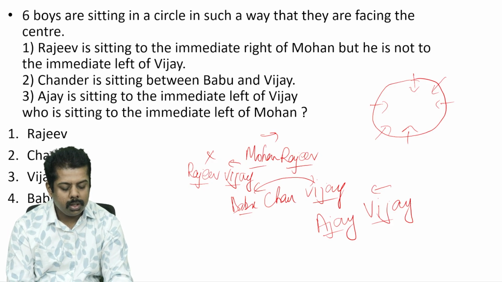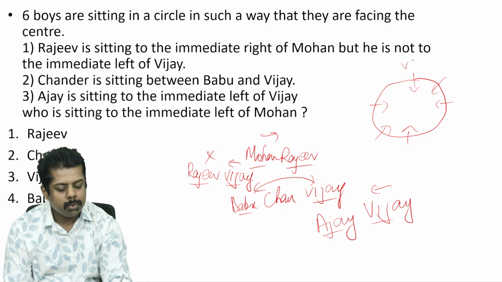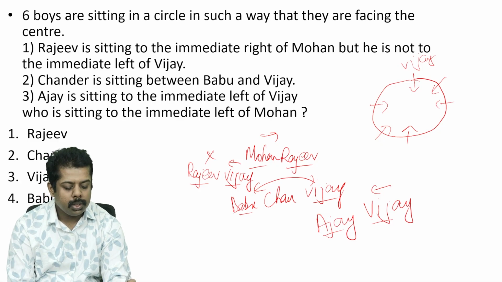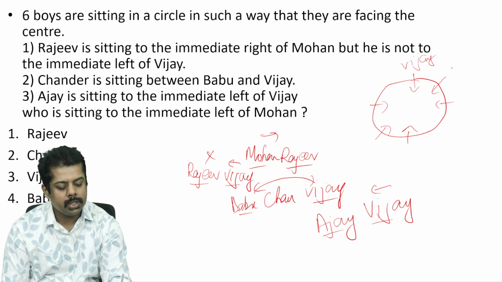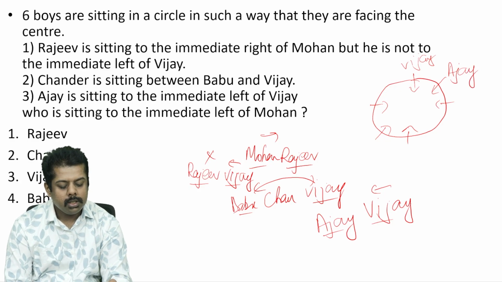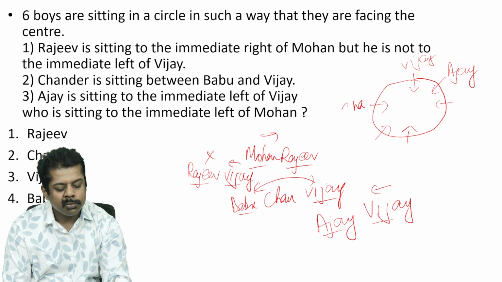So which is the point that we can use here? We can start off with Vijay. I think more connections are based on Vijay. So we can just try and fix Vijay in a position. Say I'm fixing Vijay here. We had a point that Ajay is sitting to the immediate left of Vijay. So as we know, facing inside means left is towards the clockwise. So Ajay has to be here. Another point says that Chandan is between Babu and Vijay. So Chandan we can fix here, and Babu can be fixed.